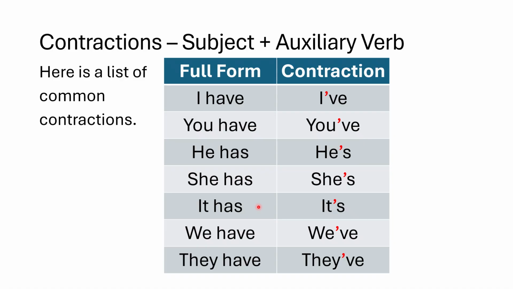It has. It's. Notice the apostrophe replaces the missing letters H and A. We have. We've. Notice the apostrophe replaces the missing letters H and A. They have. They've. Notice the apostrophe replaces the missing letters H and A.